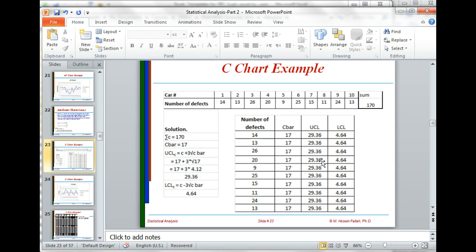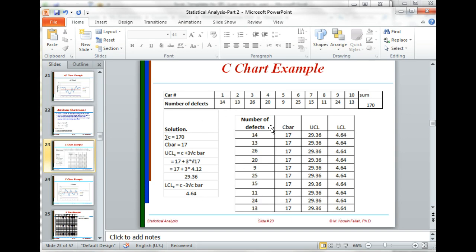So what's my upper control limit? Upper control limit is C bar plus 3 square root of the C bar. So that would be 17 plus 3 times square root of 17. And that's 29.36. So I'll put that in this column. And my lower control limit is C bar minus 3 square root of C bar. And that's 4.64. I'm putting it in this column.